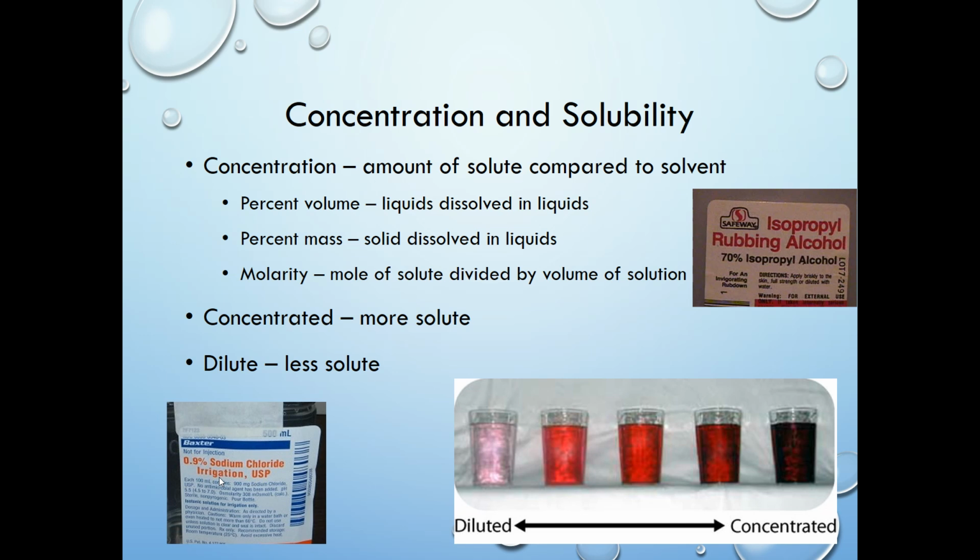But we can describe things as being concentrated or dilute. This is a more subjective kind of understanding of what's going on. Concentrated means that there's just more of it. So this would be a very concentrated solution. Whereas this would be a very dilute solution because there's less of this red color. Okay, so as the red intensity increases, we would say it becomes more concentrated.